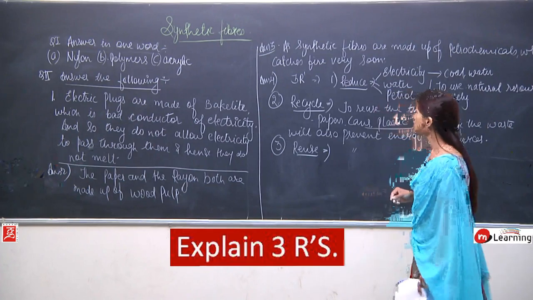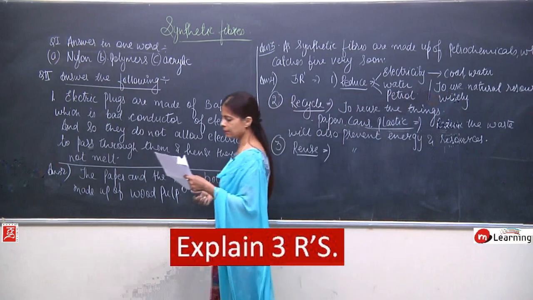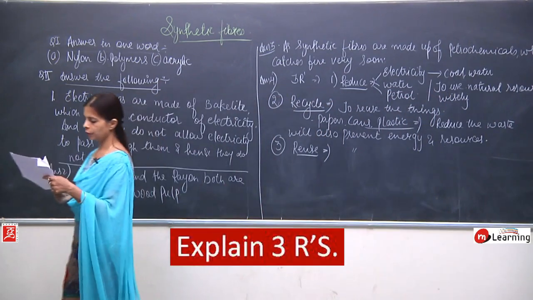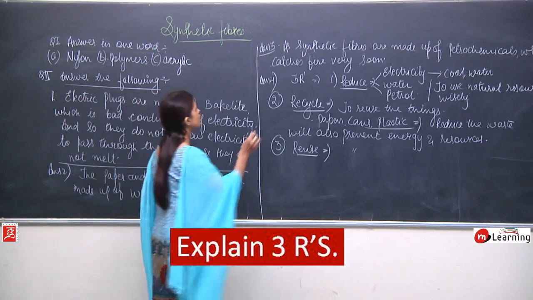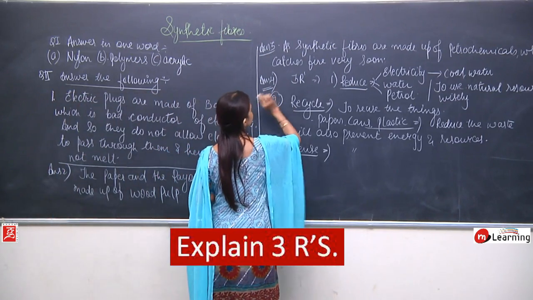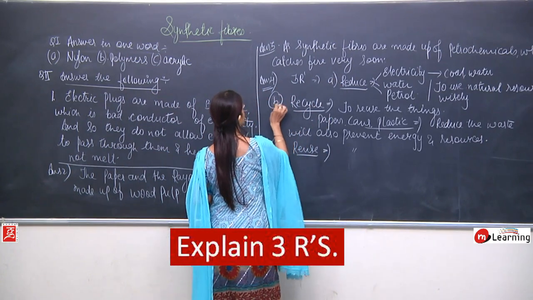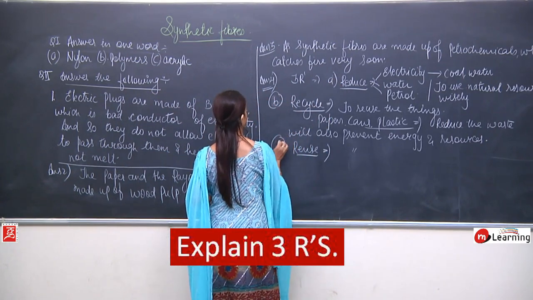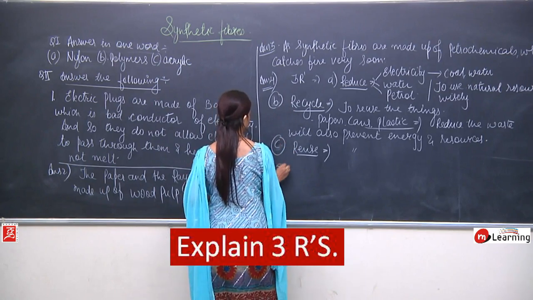So now this was answer number four, and now we'll talk about the answer number five. This one was fourth, and I will give this as A, so that there will be no confusion. This one is B and this one is C. And now we will talk about the answer number 5.